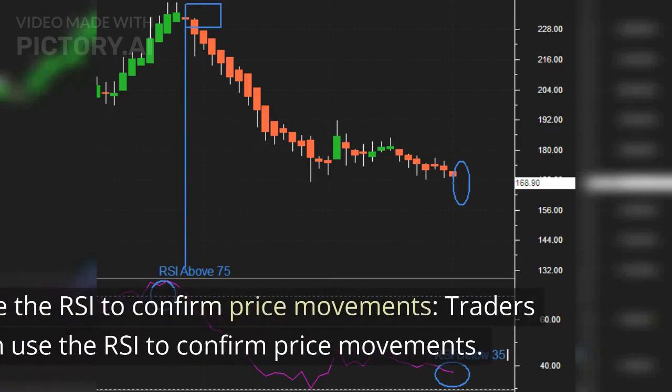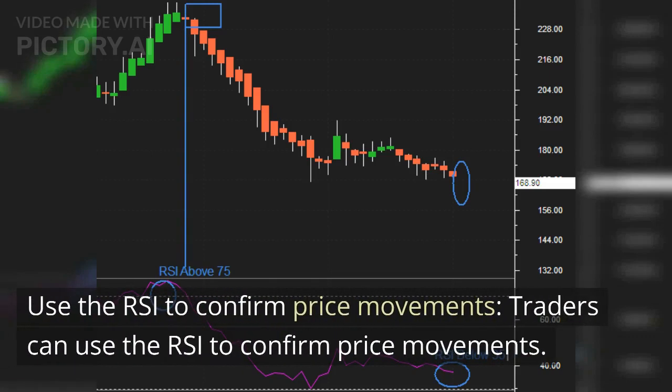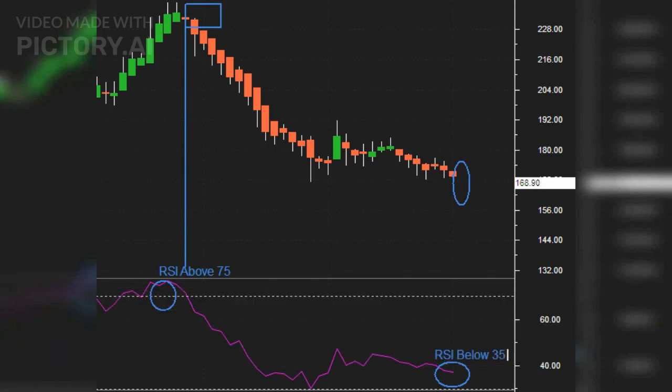5. Use the RSI to confirm price movements. Traders can use the RSI to confirm price movements. For example, if the price of a security is making a new high, but the RSI is not, it could be a sign of weakness, and a reversal may be imminent.